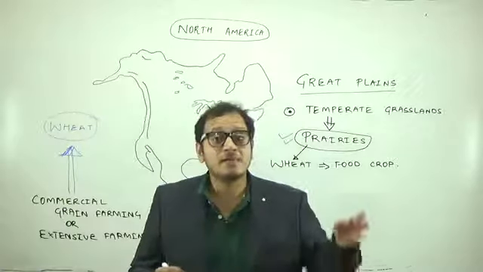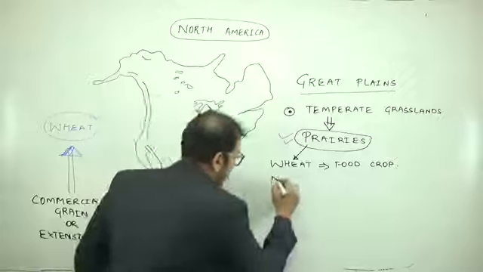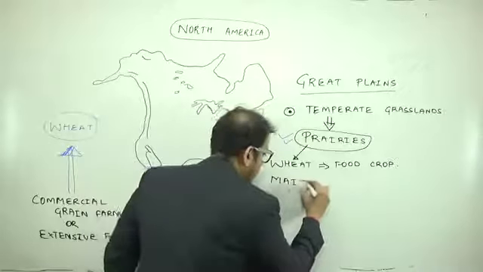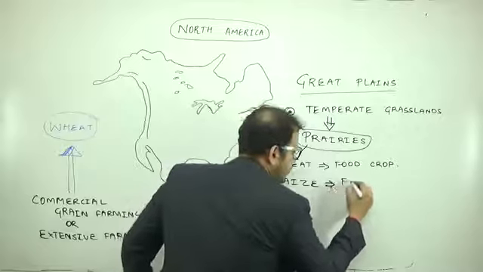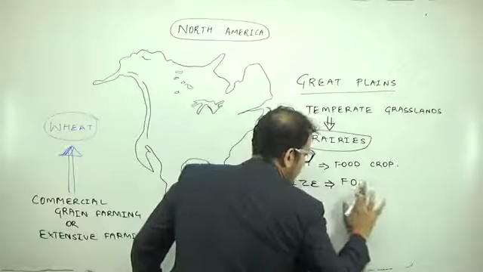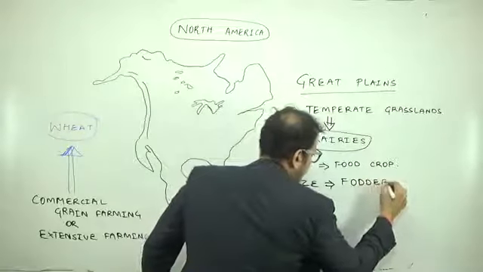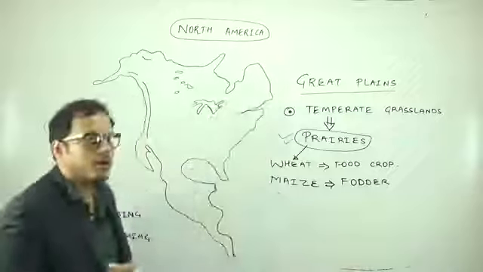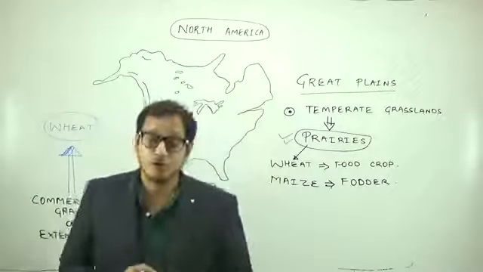To make the animals fat, what is used? Maize cultivation is another important crop here. Maize is another important crop. It is chiefly used for fodder and not for food. So maize is the most important fodder crop in this region, while wheat is the most important food crop in this region.